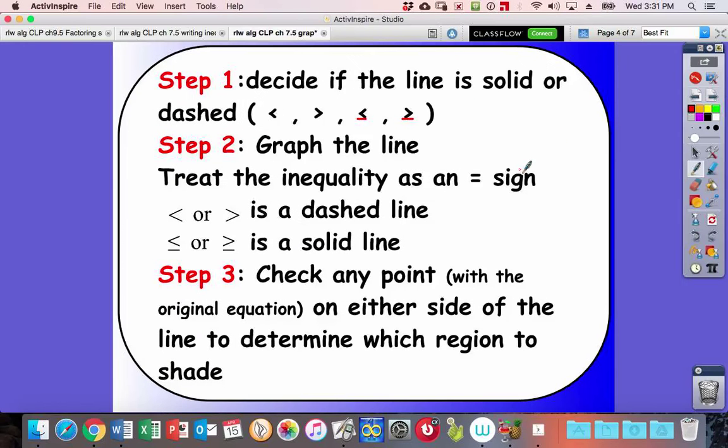Okay, I have some steps. The first thing I do is decide if the line is solid or dashed. If it's less than or greater than, it's dashed. It's not included. If it's less than or equal to or greater than or equal to, it's a solid line. And what we're going to do is treat the inequality as an equal sign and graph the line. We're not going to worry about it. But when I graph the line, I like to know whether it's dashed or solid ahead of time. Then we're going to select a point with the original equation on either side of the line to determine which region to shade. So let's do some examples.